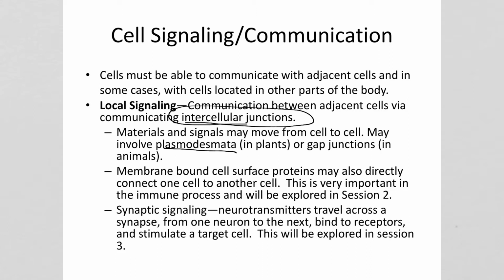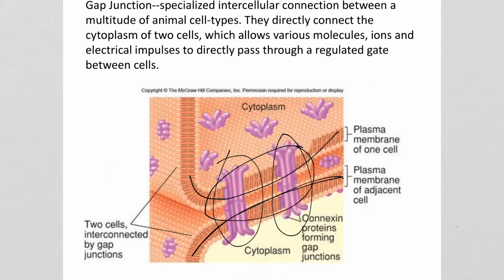There's also a situation where membrane-bound cell surface proteins connect and help two adjacent cells communicate. This is really, really important in the immune process. We will have talked about this in the immune system video, which will be posted here soon. Here's an example, though.